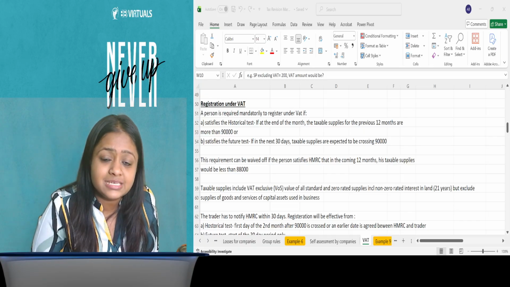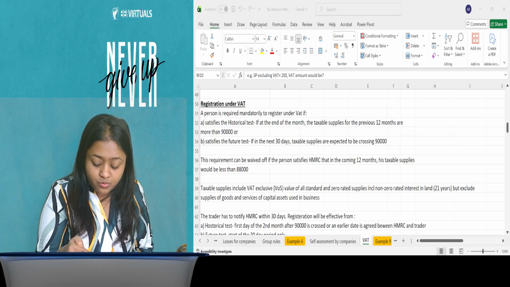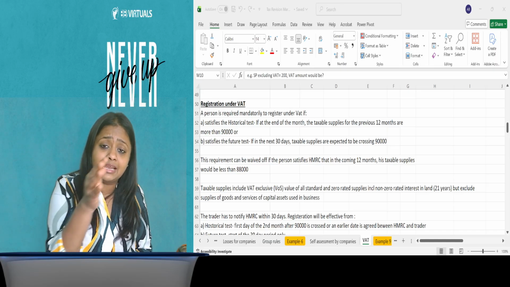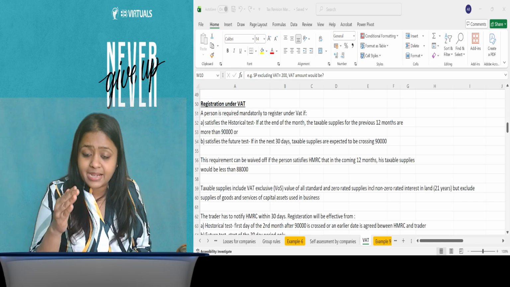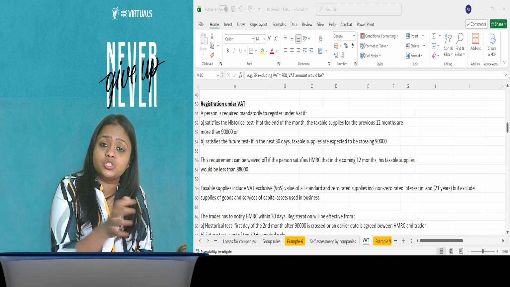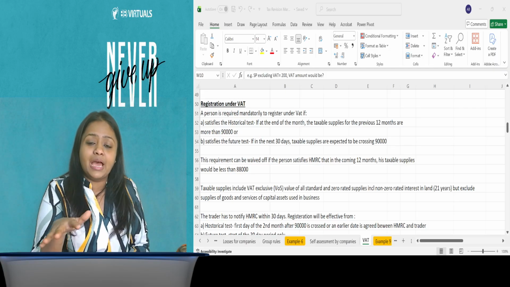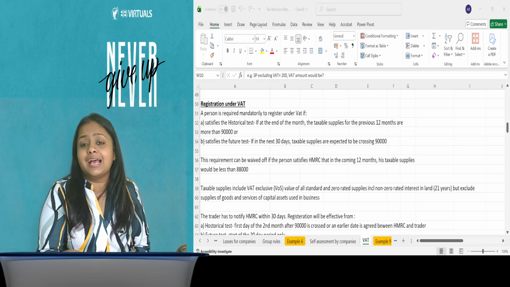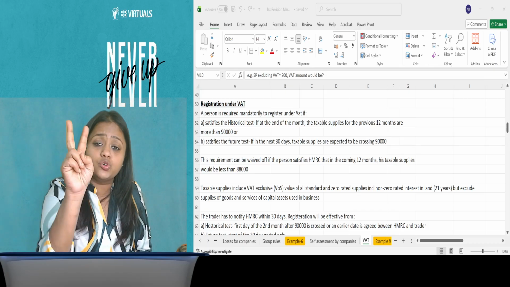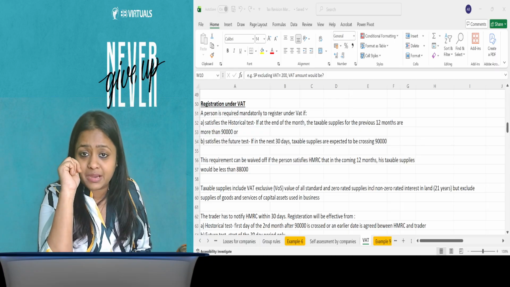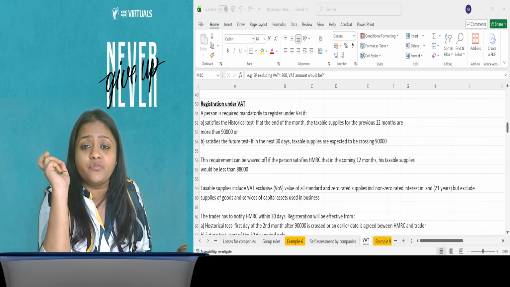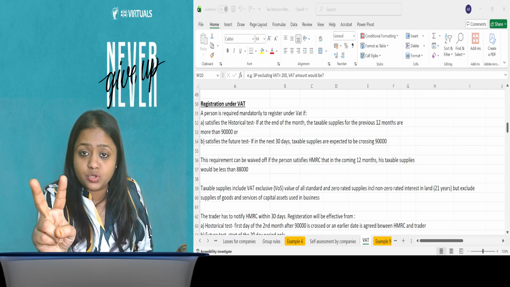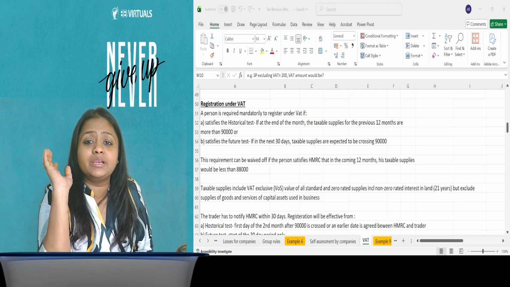What is the historical test? The historical test is: at every month end, please see the last 12 months turnover. At a particular month end, take the last 12 months taxable turnover. If that taxable turnover exceeds 90,000 at that month end, then the taxpayer needs to be registered. For that, he needs to do two things. Number one, notify HMRC of this exceeding of 90,000, and that has to be done within 30 days from the end of the month. Number two, the effective date of registration.